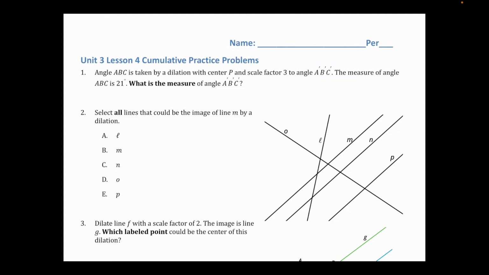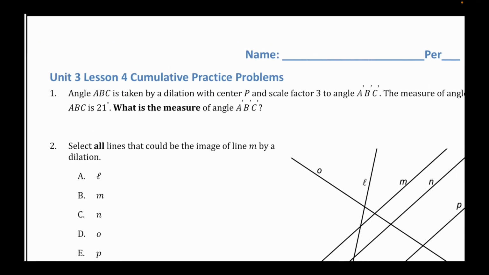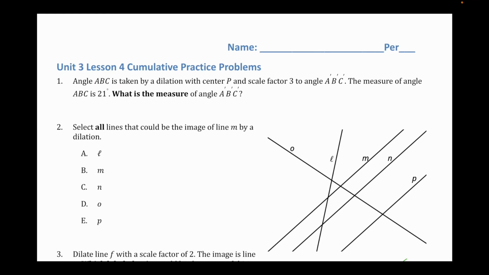So we have angle ABC is taken by dilation with center P and scale factor 3 to angle A prime, B prime, C prime. So the measure of angle ABC, our original angle, is 21 degrees. What is the measure of angle A prime, B prime, C prime? Well, the angle measure is still 21 degrees, and I'm going to write 21 degrees because dilations do not change angle measure.